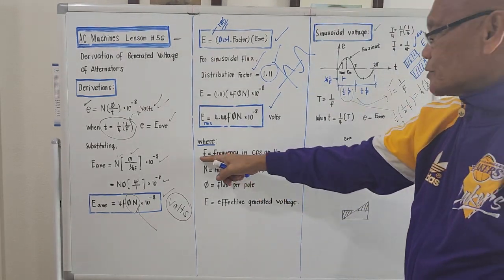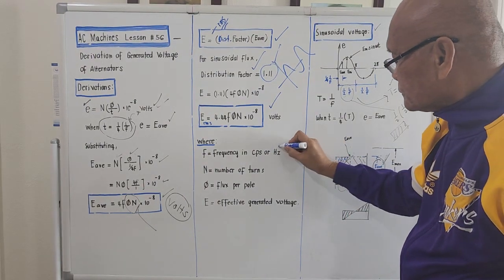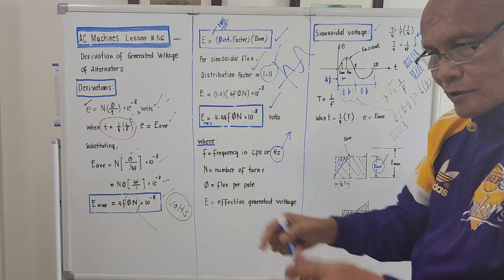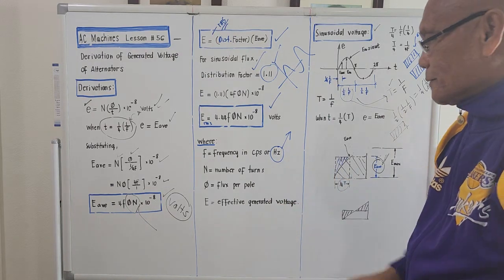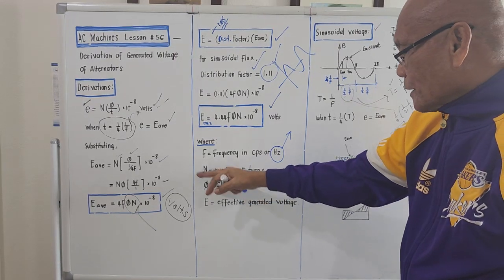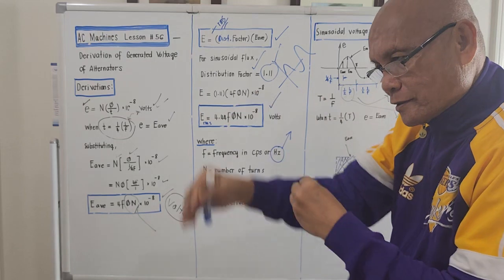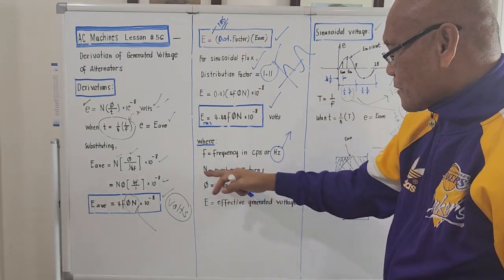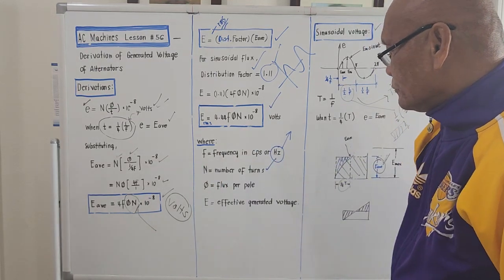Where small letter f is the frequency in cycles per second or in hertz. It's the unit we are using under the study of AC circuit. Frequency is in hertz. Capital letter N is the number of turns. Total number of turns. If we got a coil, it comprises many turns. So this capital letter N represents the total number of turns.